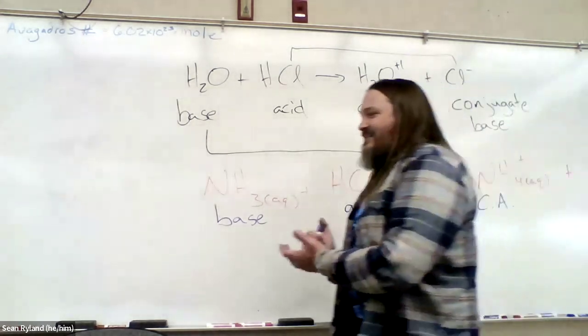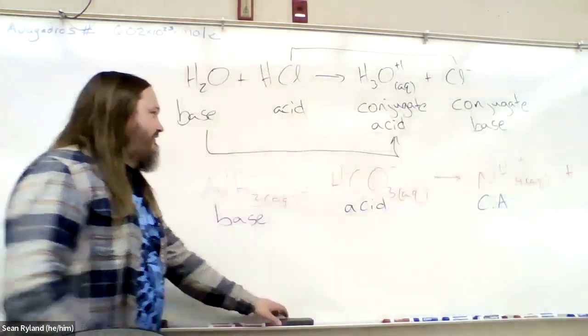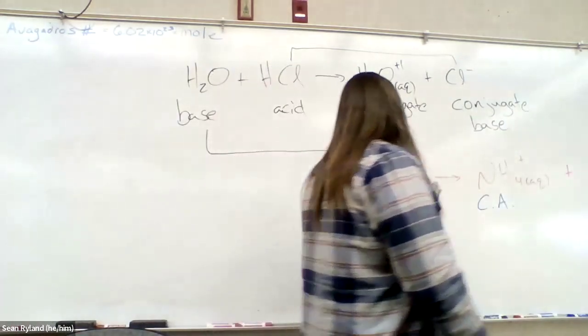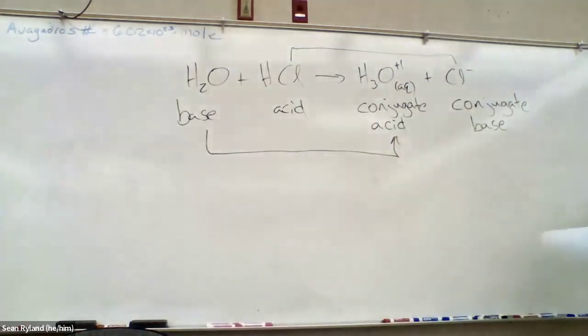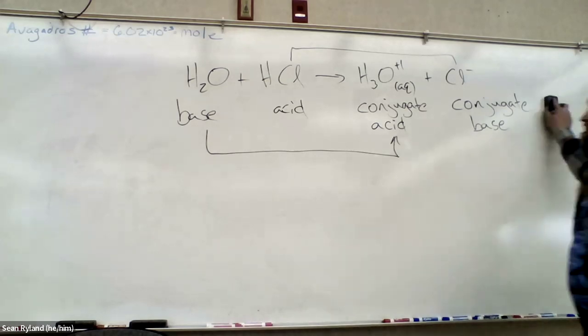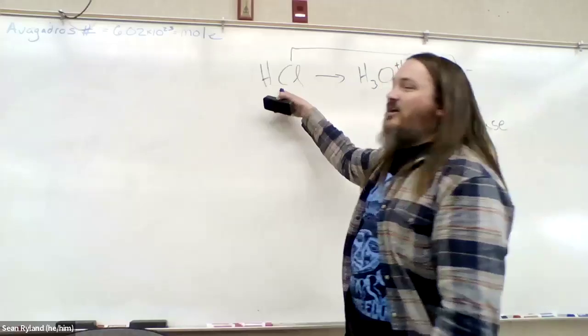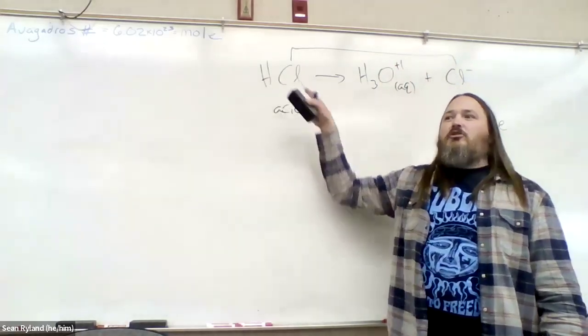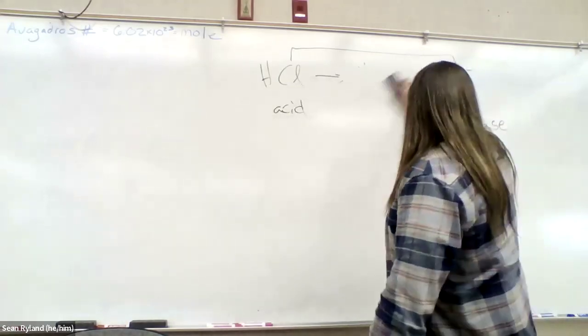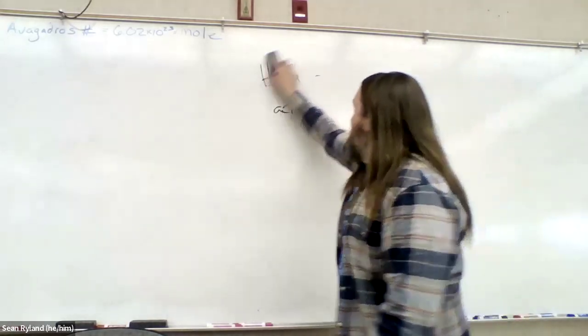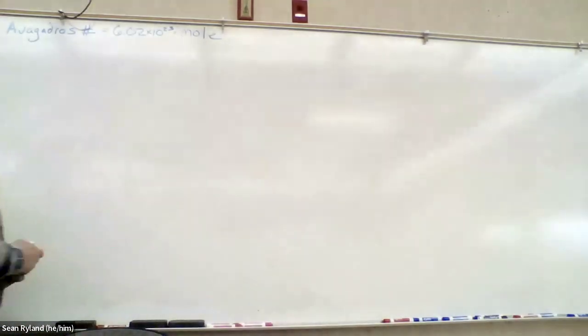Who remembers how to name their acids? Ates turn into ic. Ites turn into ous. Ides turn into hydro-, ic. So hydrogen chloride turns into hydrochloric. So this is just a little bit of review since we're going to be talking about these acids again for a while.